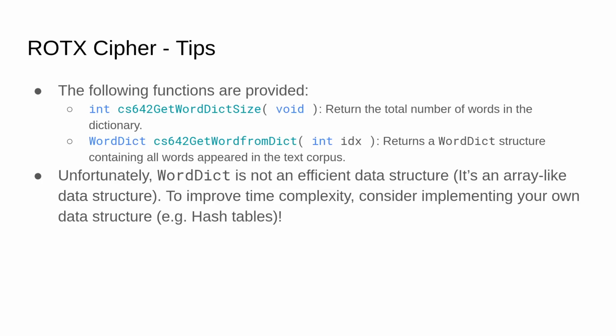However, one thing about it is that this is an array structure, not something like a hash. So for better performance, you can implement your own data structure based off of these provided functions, such as a hash table. Doing so may help you improve lookup time significantly. Unfortunately, you need to implement that yourself. But of course, feel free to implement it however you want, as long as your code can finish in a reasonable time. A hash table is just how I implemented it to get better time performance.